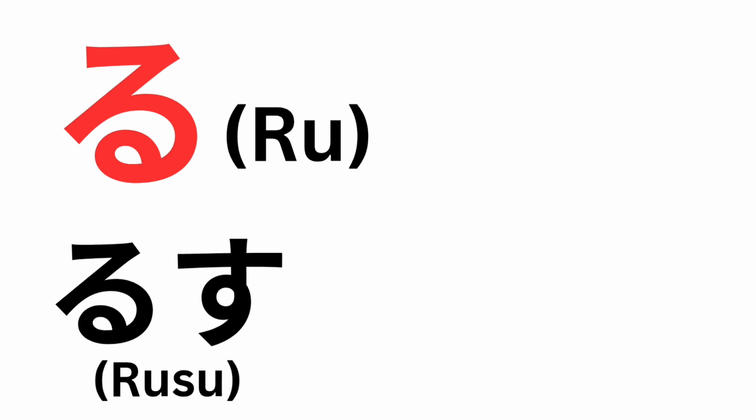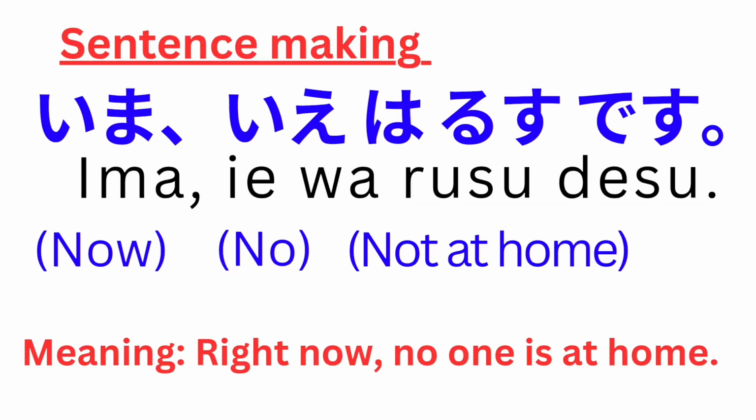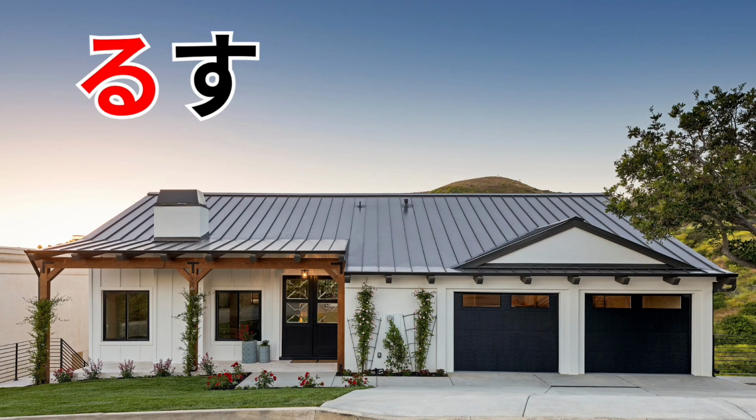The next hiragana is ru. Ru. Example word: rusu. Rusu means not at home. Example sentence: Ima ie wa rusu desu. Right now, no one is at home.